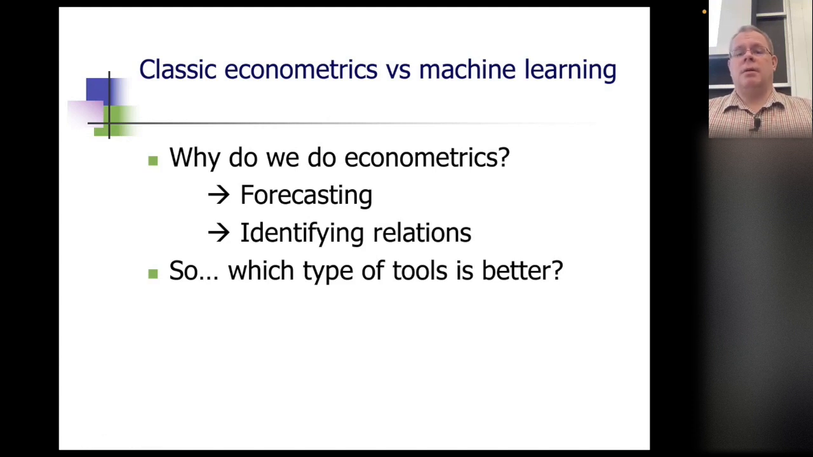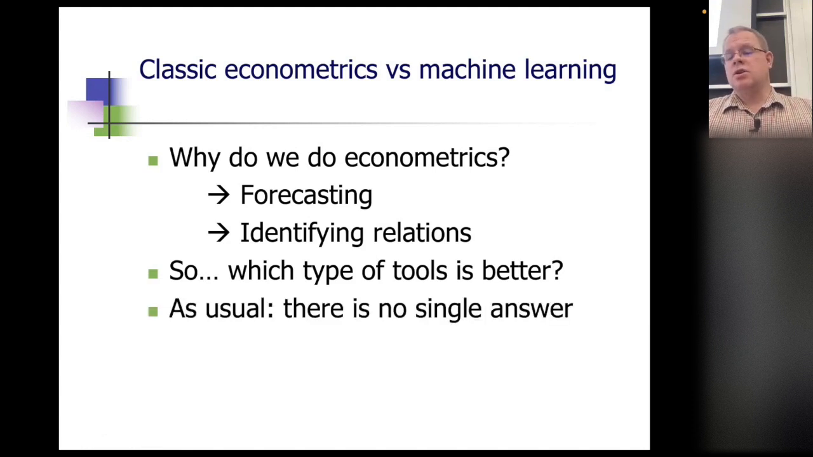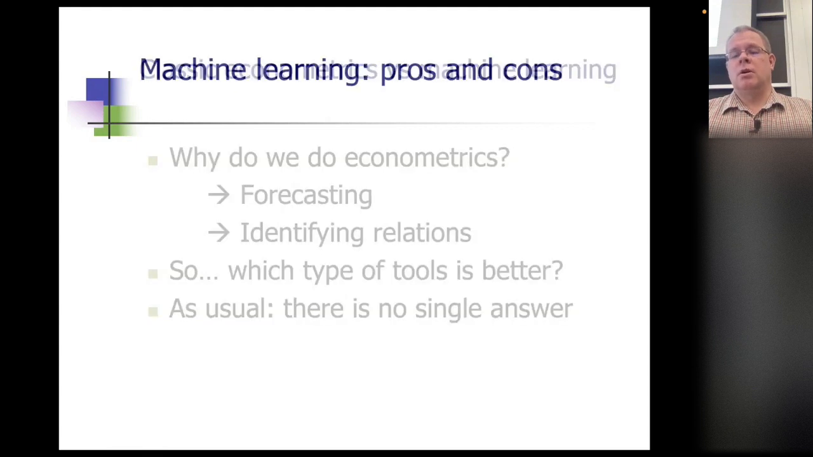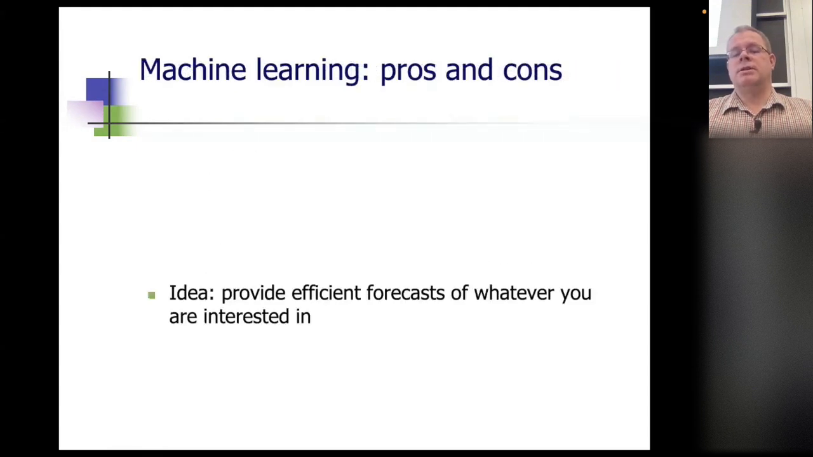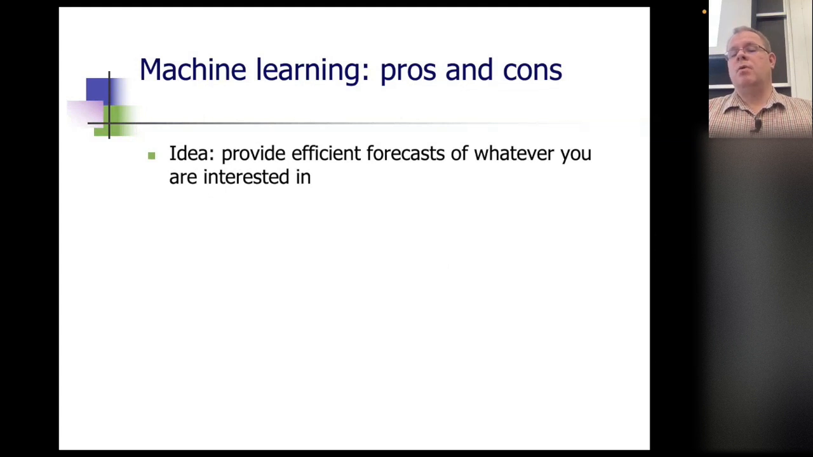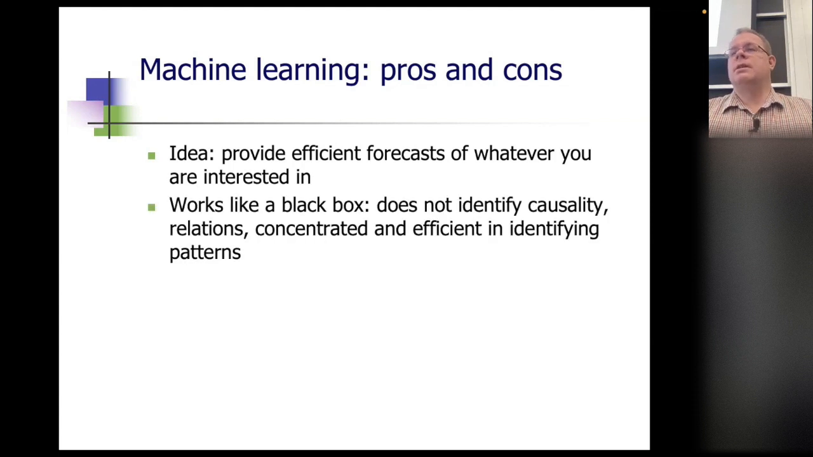So the question is, which type of tools is better for which purpose? And as usual, there's no single answer to that question because, generally, when you look at machine learning, the pros and cons, the main idea is to provide mostly the efficient forecasts of whatever you're interested. Usually that applies, for example, in credit scoring, when you want to say, is that guy going to pay back yes or no? So that basically works like a black box. You do not identify which factors have influence on what. You do not identify functions which link this and that. You just identify that in this and that case, for this and that pattern, you will expect this and that outcome. But you do not answer why.